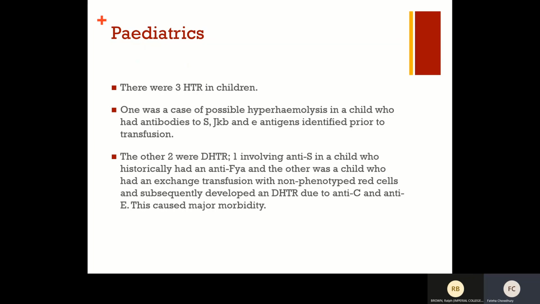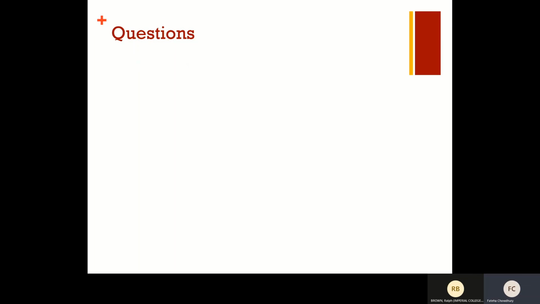The other 2 were delayed hemolytic transfusion reactions, one involving anti-S, big S, in a child who historically had a Duffy A, and the other was a child who had an exchange transfusion with non-phenotyped red cells and subsequently developed a delayed hemolytic transfusion reaction due to developing anti-big C and anti-big E. This caused major morbidity. So that's my final slide.